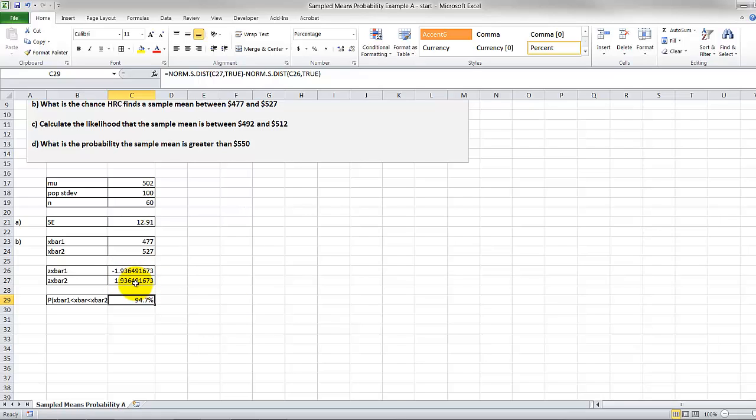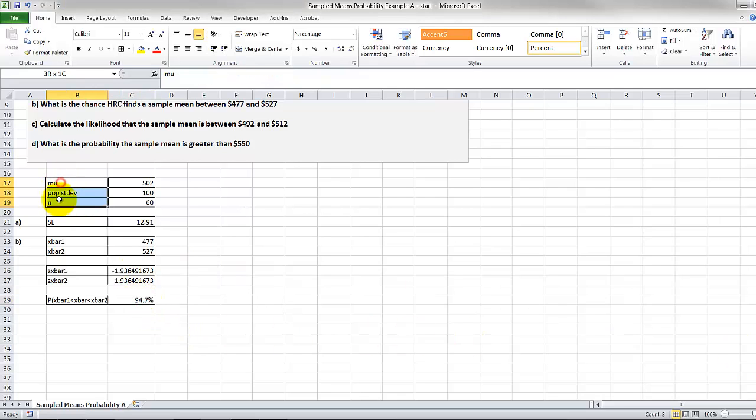So using the empirical rule, one standard deviation away from the mean is about 68%. 2 standard deviations is a probability of about 95%. And if we go to 3 standard deviations, plus and minus 3, we're looking at about 99% of the area under the curve.